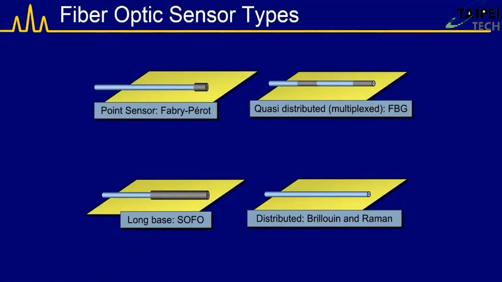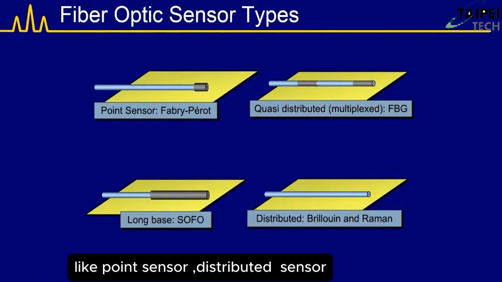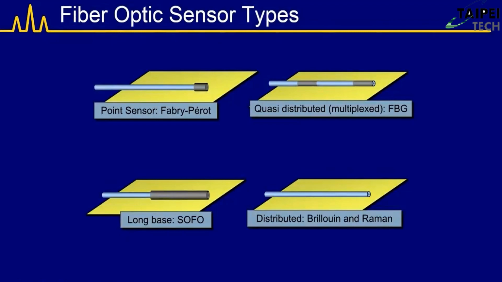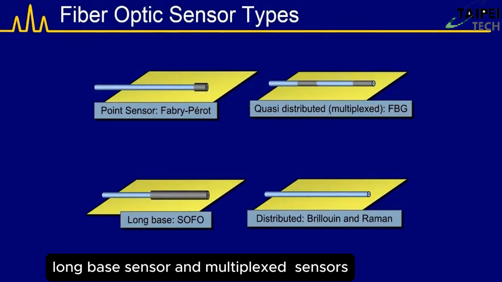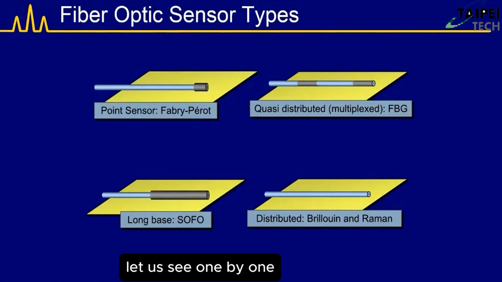In general, fiber optic sensors may be classified into 4 different groups: point sensor, distributed sensor, long base sensor, and multiplexed sensor. These are the 4 classifications of fiber optic sensors. Let us see them one by one.